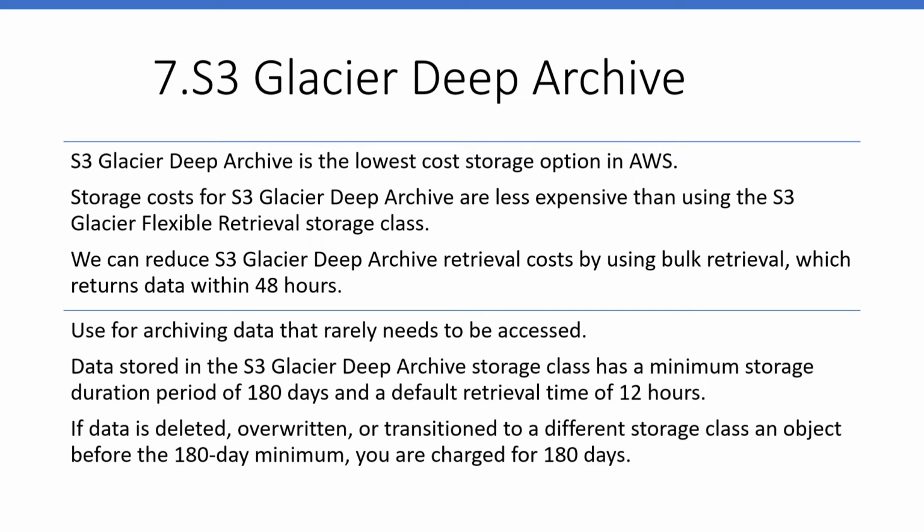Okay, but one thing needs to be considered. Since this comes into the Glacier storage class, this is used for archiving data that is rarely accessed. So you have stored it and you are rarely going to access it. In that case only we can choose this one. And there is a minimum retention requirement. Data stored in S3 Glacier Deep Archive has a minimum storage duration period of 180 days and a default retrieval time of 12 hours.